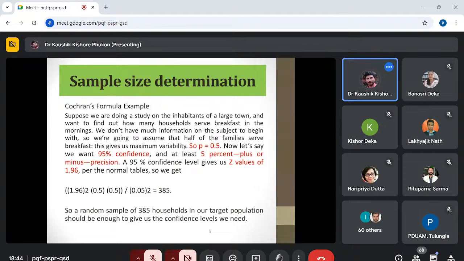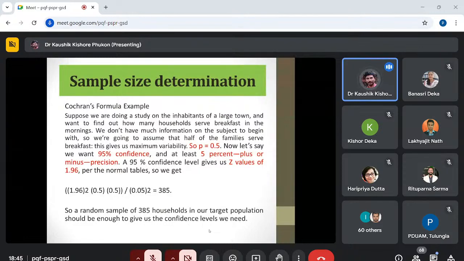So according to the formula, if you calculate, we will get a sample size of 385. In the table also I have mentioned 385. I have pointed it out. So a random sample of 385 households in our target population should be enough to give us the confidence levels we need. Okay. So any question regarding this?